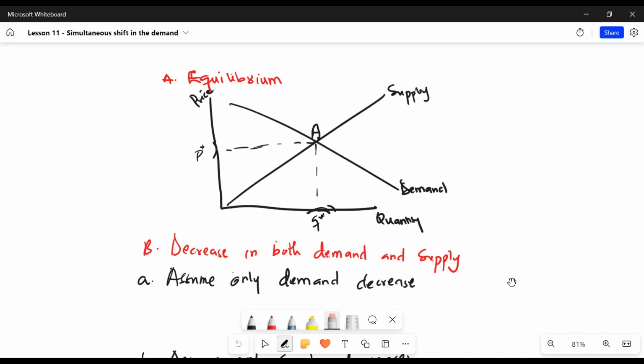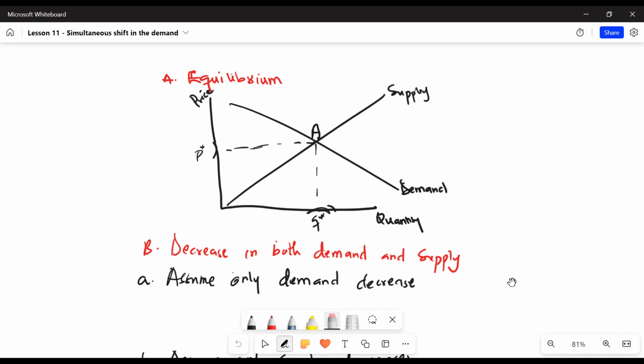Welcome back. Our previous lesson was on how shifts in the demand and the supply curve affect equilibrium price and equilibrium quantity. Today we'll be looking at a simultaneous change in the demand and supply curves.